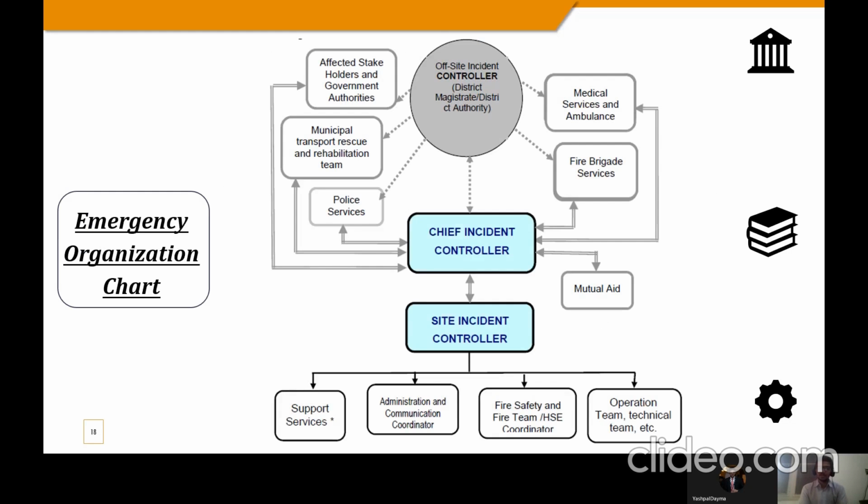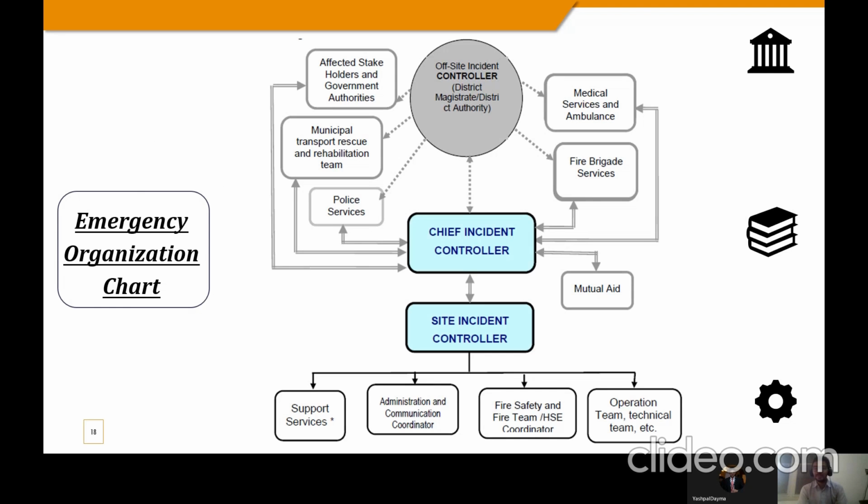Coming to the emergency organization chart, this is a very basic chart which is followed in almost every company. There would be changes according to the availability of the various components. But from this basic chart you can see that at the top we have the offsite incident controller, under which come the medical and ambulance services, fire brigade services, police services, and municipal and affected stakeholders.